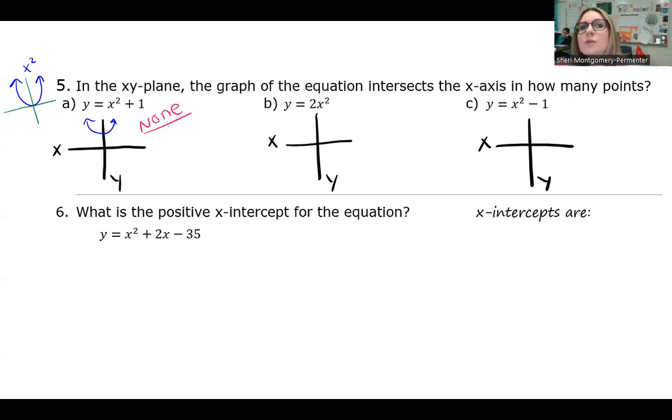The next graph. Am I moving up or down at the end? Does this graph tell me that I'm moving up or down? No, so it stays where it is. All the 2 does is tell me that I get there twice as fast, but that doesn't even matter. So I'm going to stay right on the x-axis like that. So how many times does it cross or touch? Once.